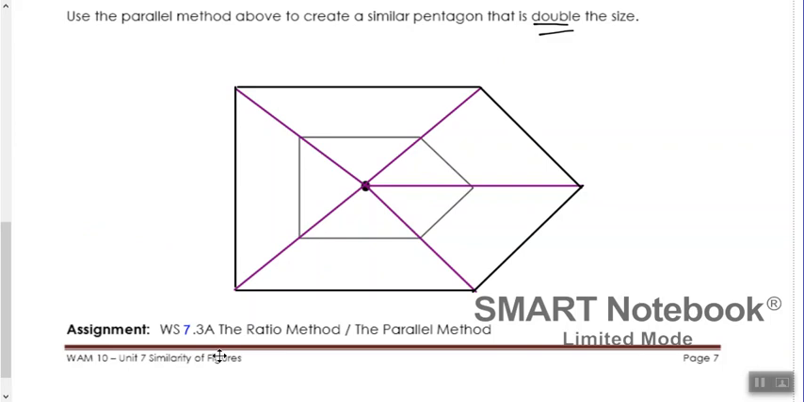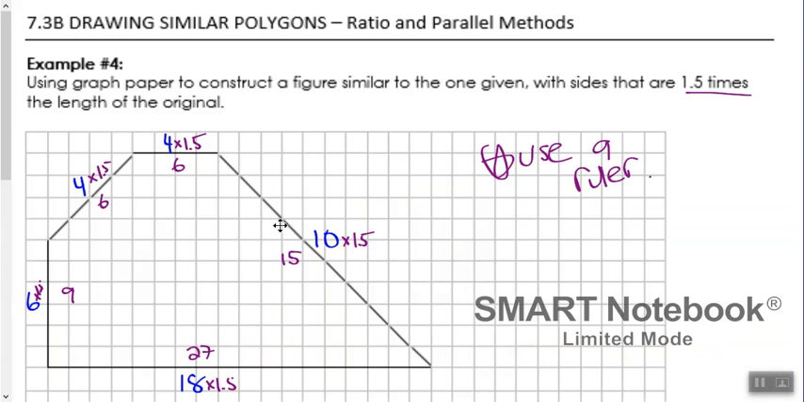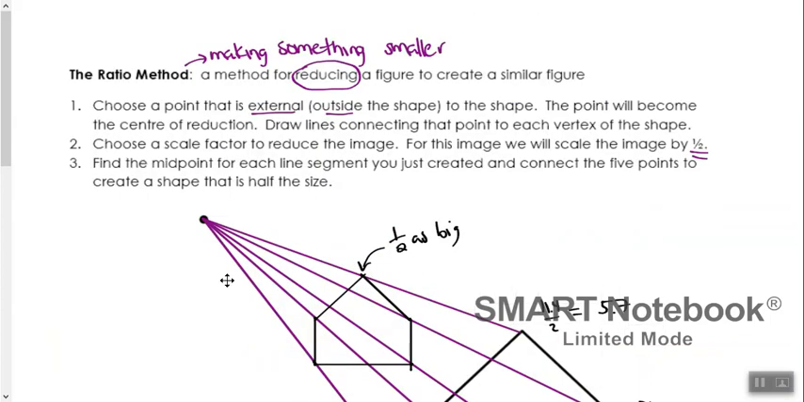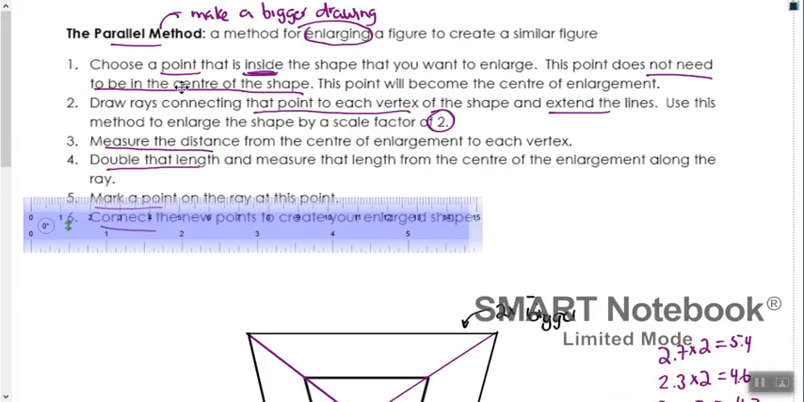You can go on to your assignment 7.3, ratio and parallel method. You will have one to use a graph with. Make sure you use a ruler. You will be using the ratio method to make something smaller, and you will be using the parallel method to make something bigger. All right.